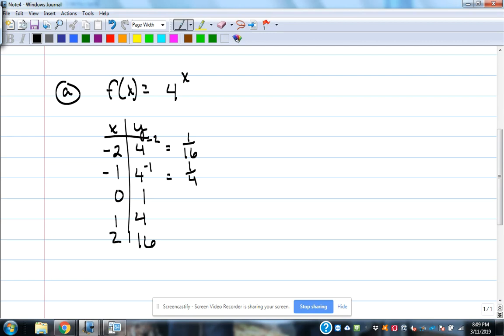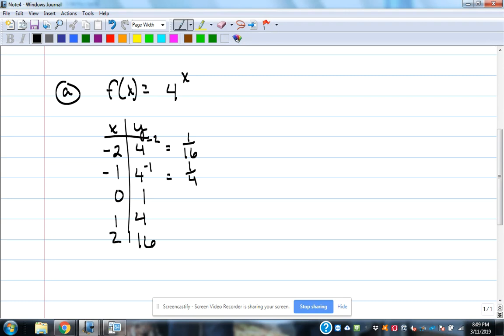Now, look how it exponentially grew. We started at 1/16, a tiny amount. Within 1, 2, 3, 4 steps, we're all the way up to positive 16. So that's going from way down here to positive 16 really, really fast. That's exponential growth, right? As we progress left to right, the x values, you get that.